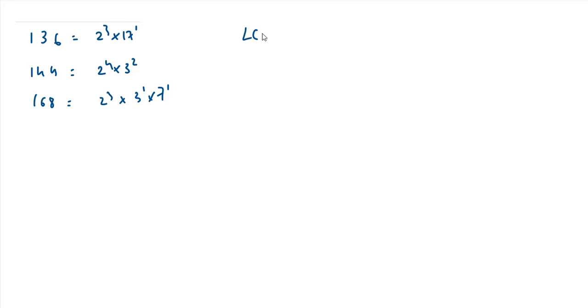So now to find the LCM, by definition LCM is the smallest number which will be divisible by all these three numbers. So for this LCM to be divisible by 136, it should contain at least 2 cube and 1 power of 17. That means it should have 2 cube and 17 raised to 1. It can have more power, but this is the minimum power that we need of 2 and of 17.